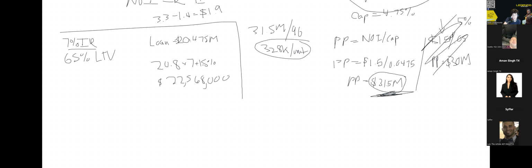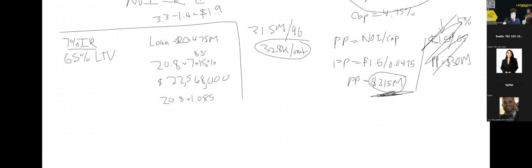I found that by doing the $20.8 million loan times 1.085. The 1 is because multiplying by 1 would just be normal, and then you're adding 0.085 because the total interest on the loan is 8.5%, including the principal. You express 8.5% as a decimal, 0.085. So the total amount we're paying on the loan is 22 million.